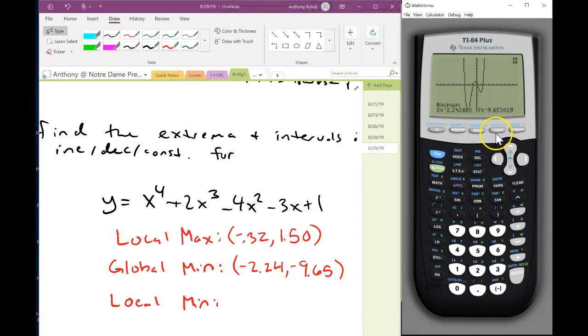All right, here we go. Second, trace, minimum. Scroll, scroll, scroll. Right here, looks good. Press enter. Right. That looks good there. Press enter. That's a good guess. And I get 1.06, comma, negative 3.03, rounding to 2 decimal places.